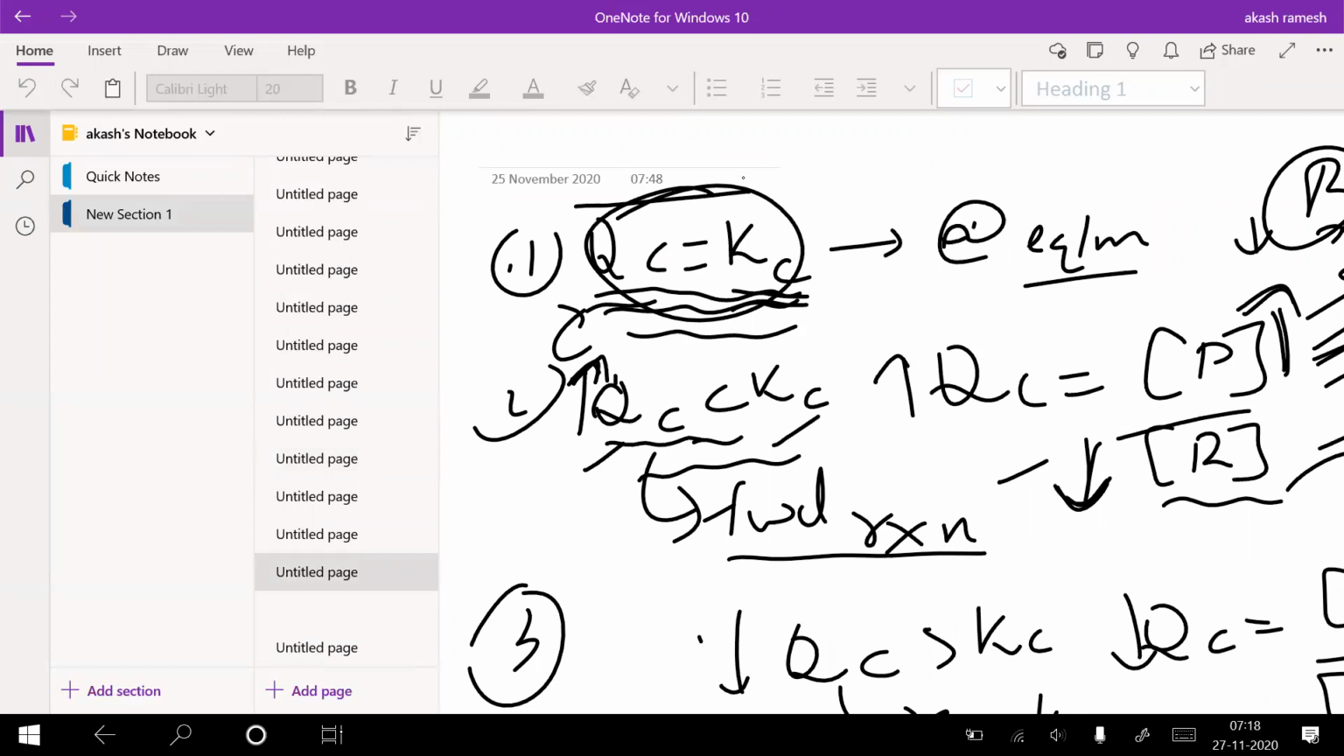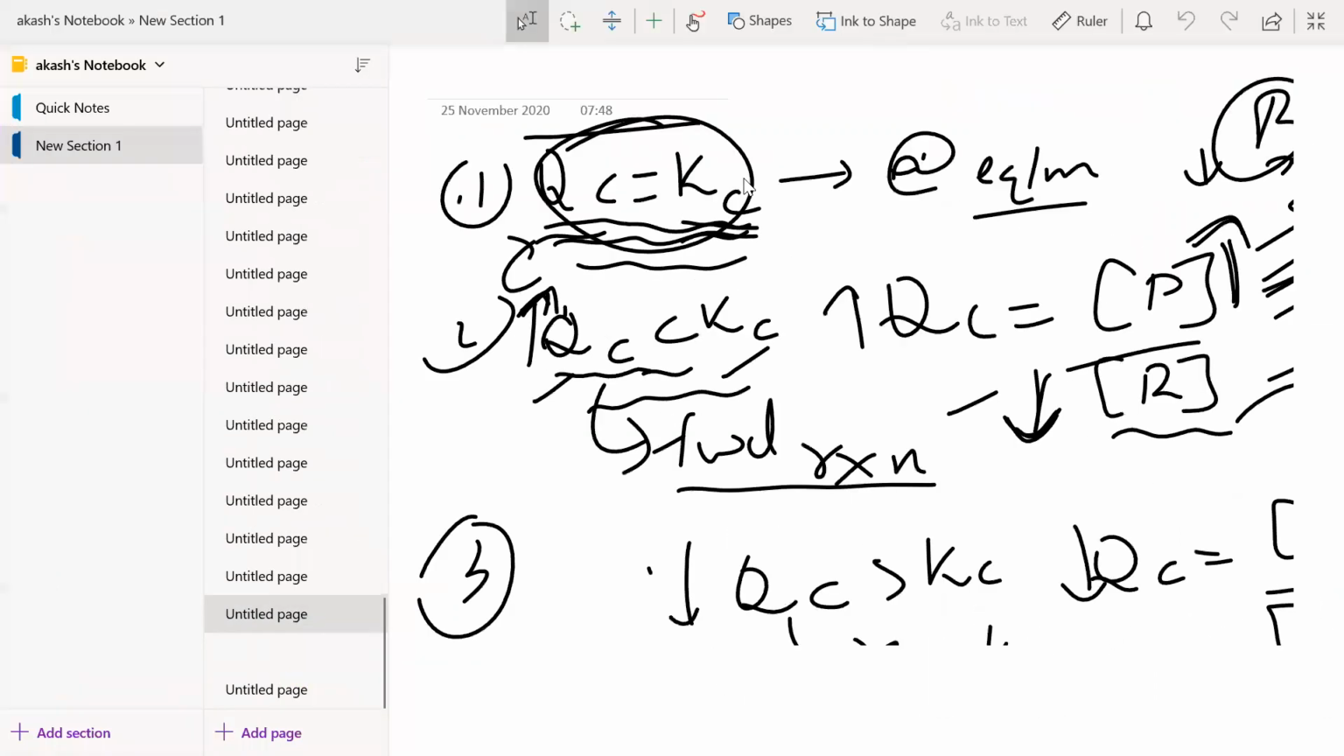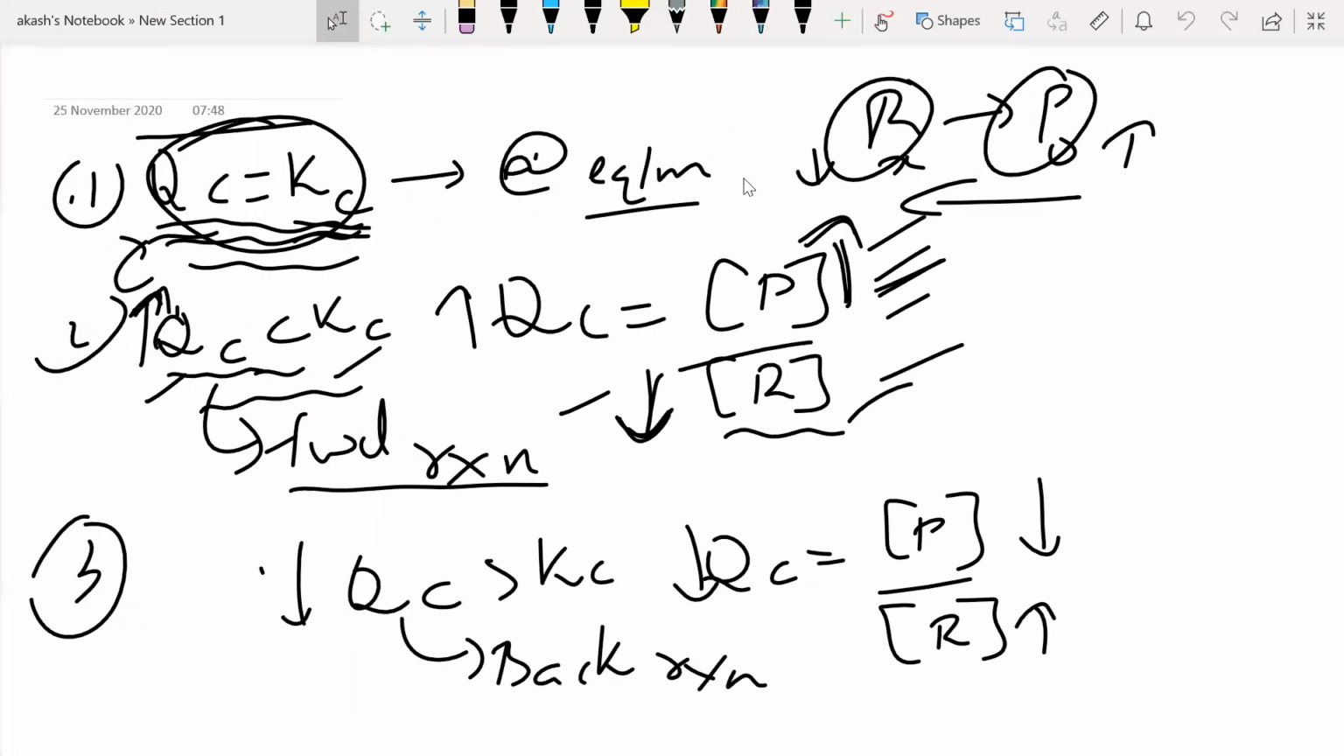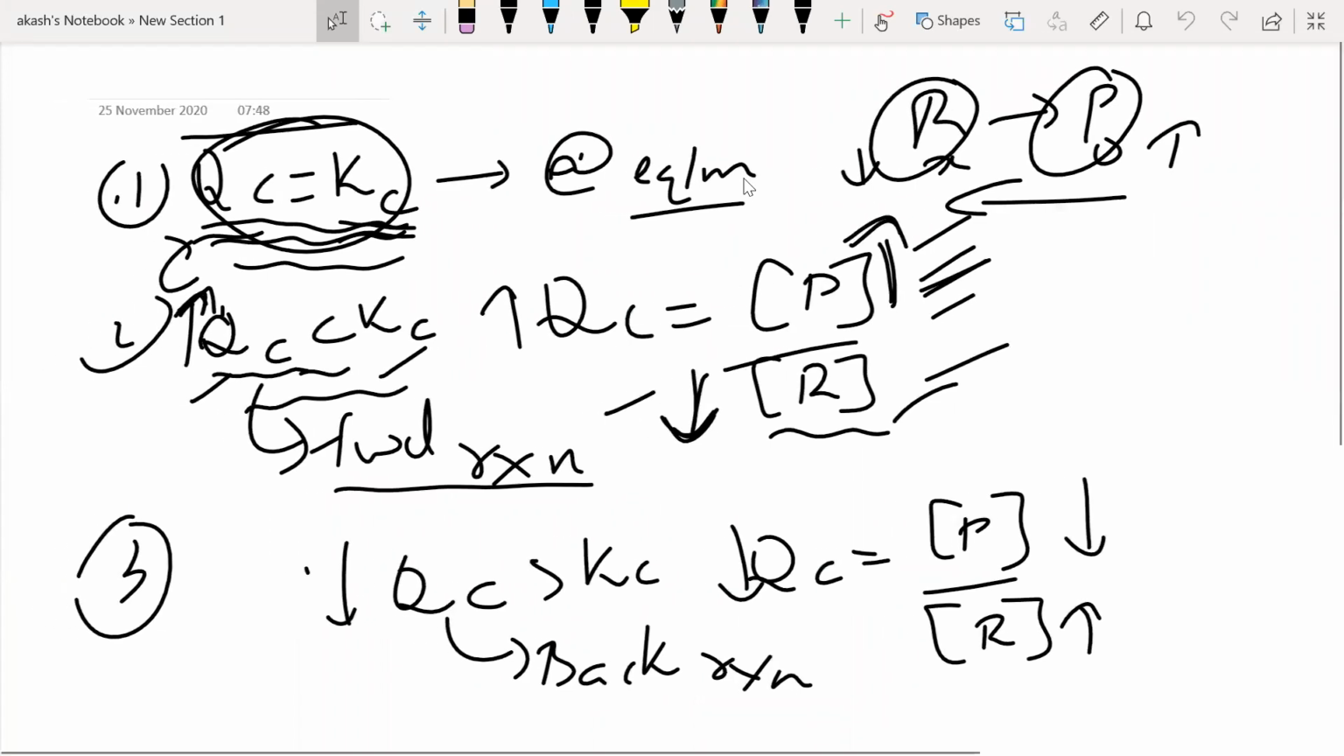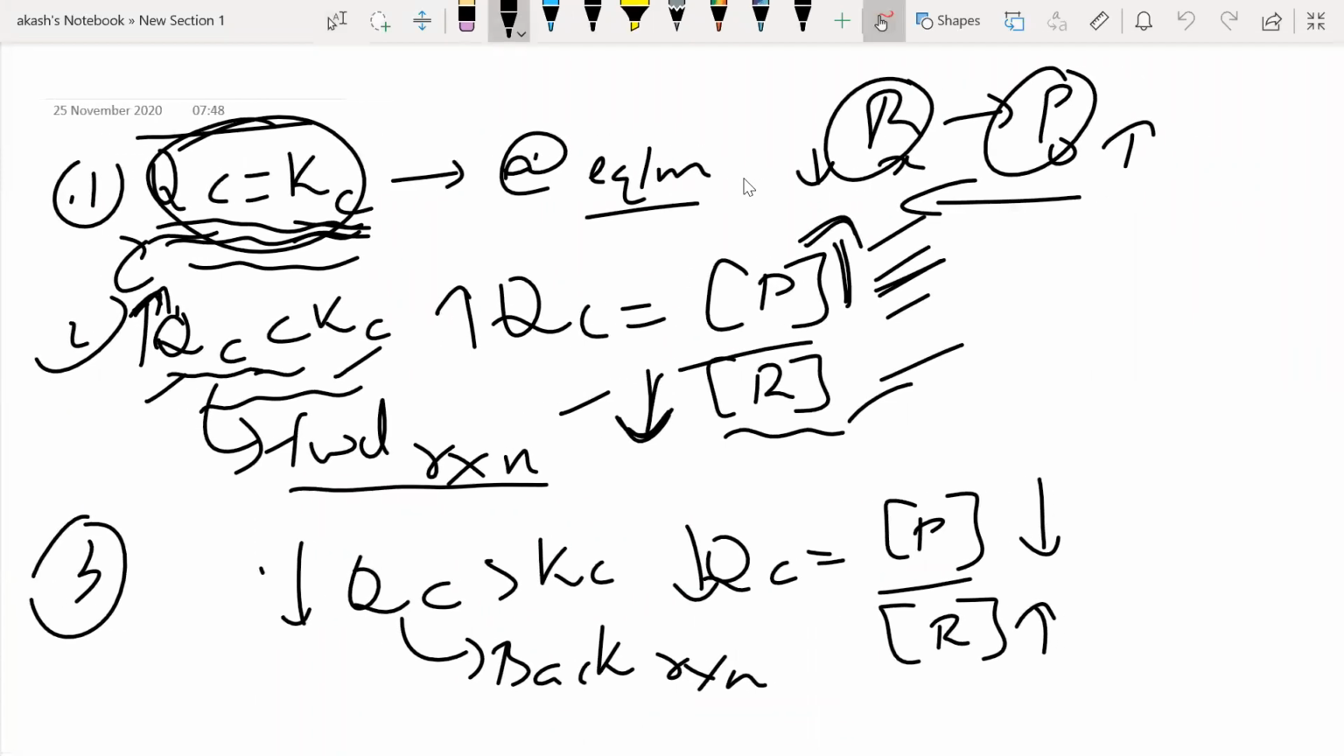Yeah, this is the page, right? So if you can look at it, the first condition is Qc equal to Kc. So Qc equal to Kc, that means what? The equilibrium has been reached. The concentration values substituted for Qc are going to be equilibrium concentrations. So obviously that means that the reaction has reached equilibrium, right?